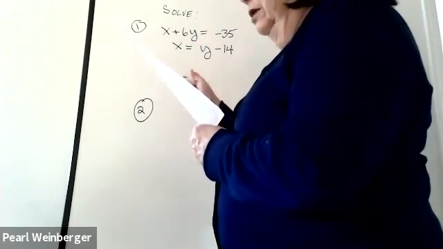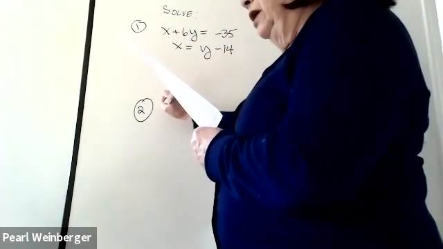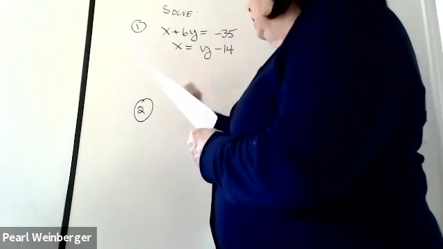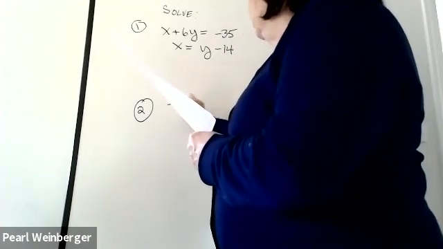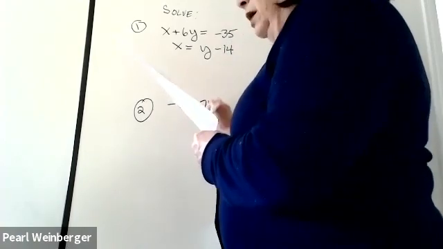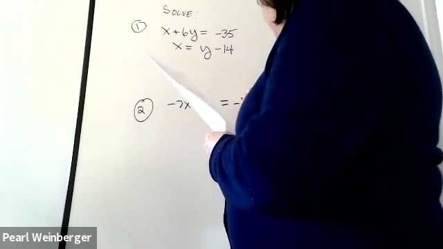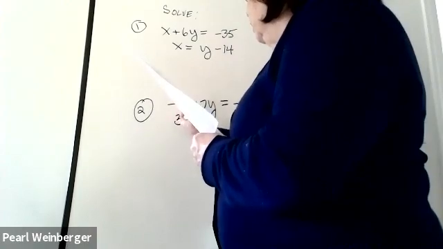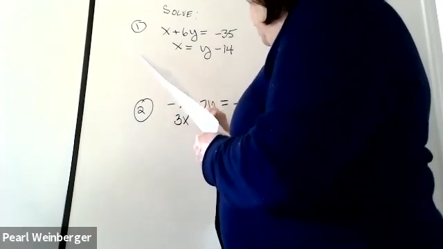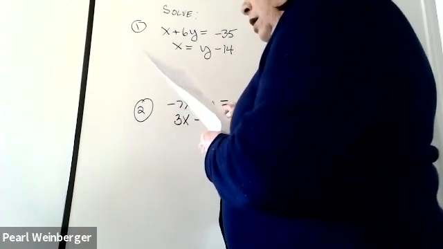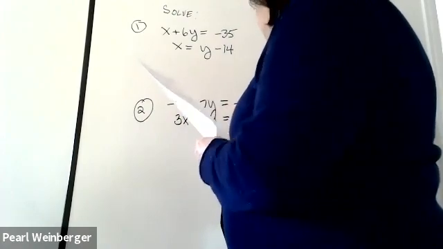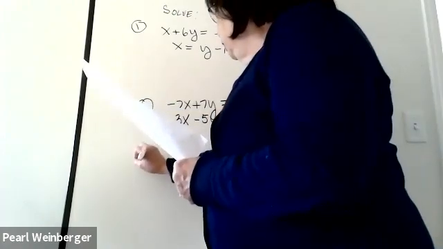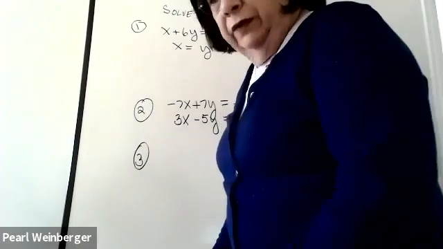The second system of equations I want you to solve is negative 7x plus 7y equals negative 49, and 3x minus 5y equals 21. And the third, I'm going to have time for.